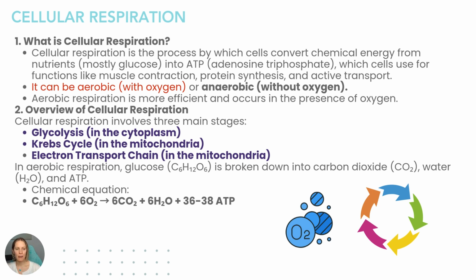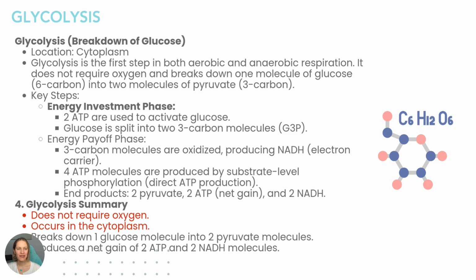And then there's some chemical equations here for you to memorize. So let's first talk about glycolysis. Again, located in the cytoplasm, what does this mean? It's the breakdown of glucose. So this is the first step in both reactions, with oxygen or without oxygen. It does not require oxygen and breaks down one molecule of glucose, a six carbon, into two molecules of pyruvate, which is a three carbon.